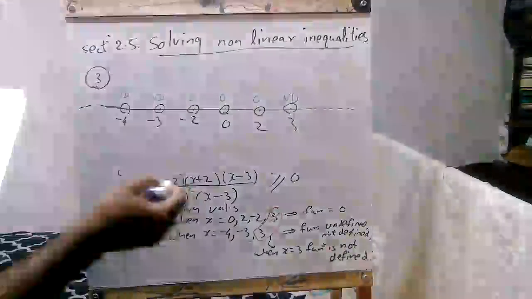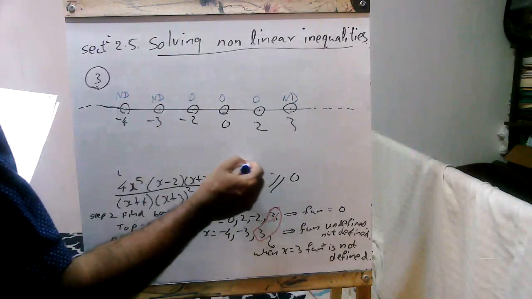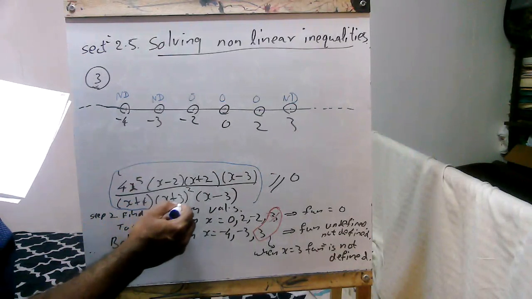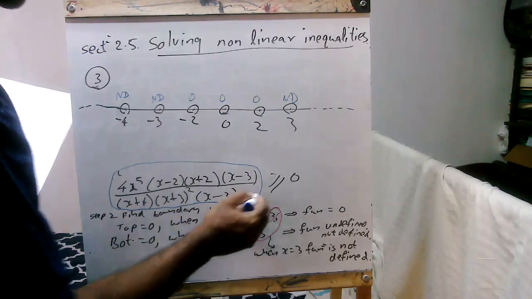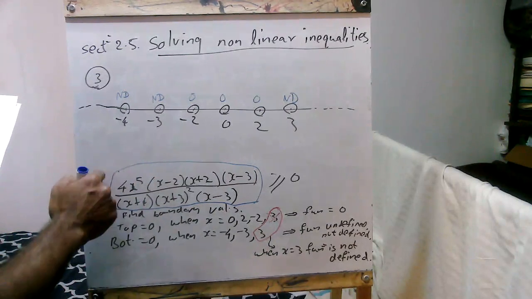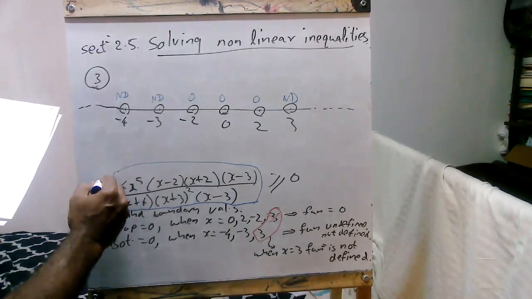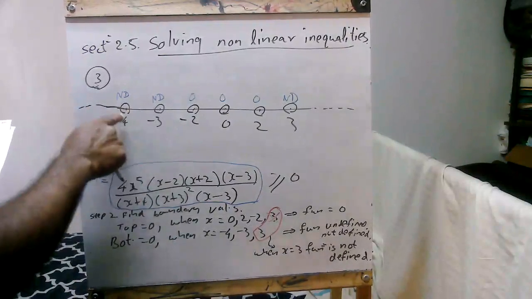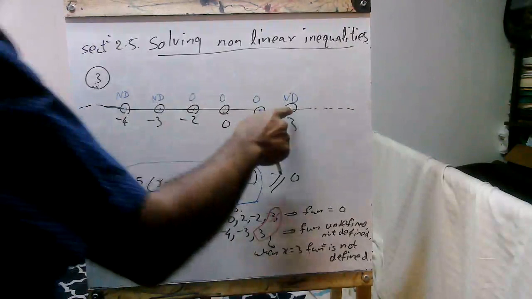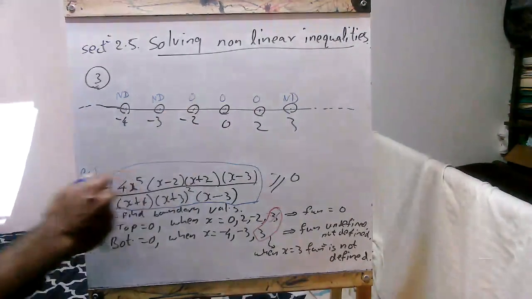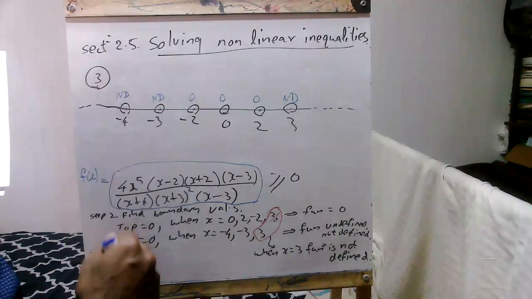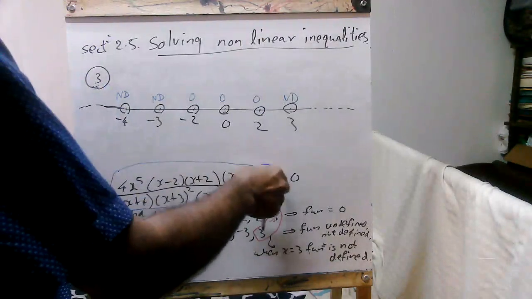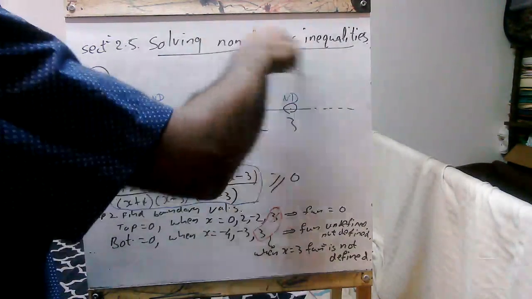We assume this is a function, say f(x). This function is not defined at these points, but 0 at these points. Don't forget the question. We want to find out where it is greater than or equal to 0.